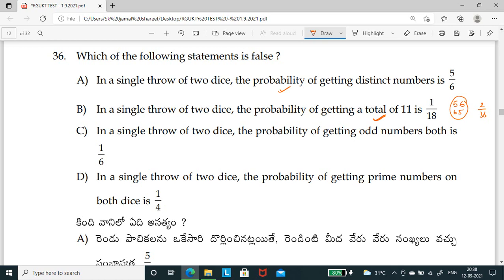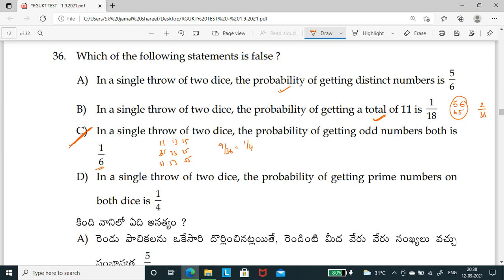Next, in a single throw of 2 dice, the probability of getting odd numbers on both is. When you want both odd numbers, so 1 1, 1 3, 1 5. With the 2 it is not possible. 3 1, 3 3, 3 5. Next, 5 1, 5 3, 5 5. So 1 2 3 4 5 6 7 8 9. So 9 by 36, which is nothing but 1 by 4. But what he has given is 1 by 6. Hence this is my wrong answer.